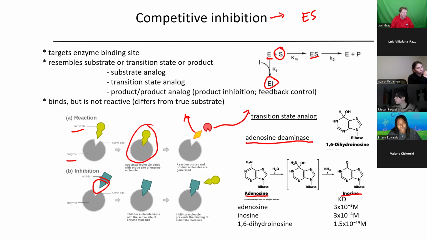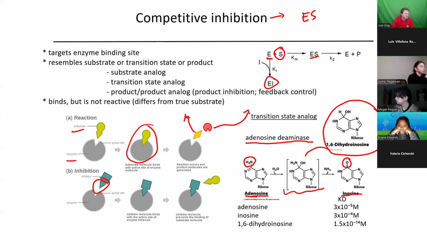This dihydroinosine looks a lot like this structure right here, which is a transition state molecule. In this reaction, going from adenosine to inosine, what I want you to notice is that we are ultimately removing this nitrogen, or this NH2, in favor of this carbonyl oxygen. So that's what we're trying to do. And dihydroinosine looks very similar to our transition state.